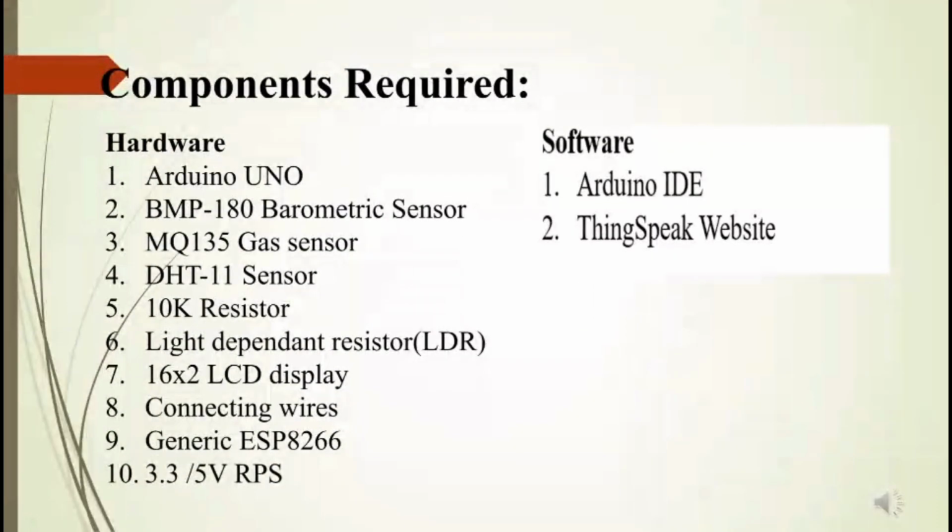And now let us see the components which are required for this project. The hardware requirements are Arduino Uno, BMP180 barometric sensor, MQ135 gas sensor, DHT11 sensor, 10K resistor, light dependent resistor, 16x2 LCD display, connecting wires, generic ESP8266, and a 3.3 to 5 volt regulated power supply. And the software requirements are Arduino IDE and ThingSpeak website.